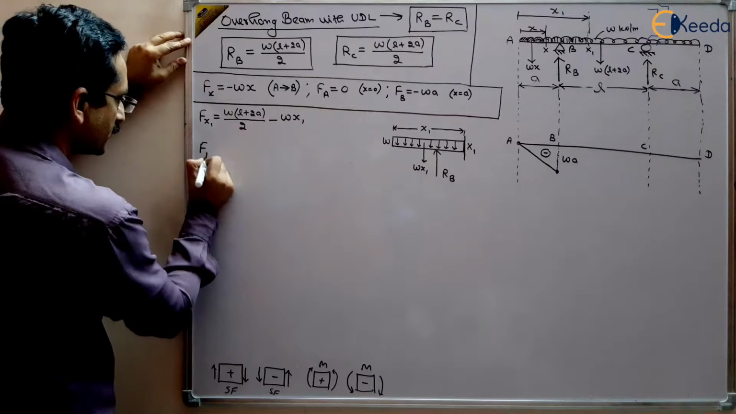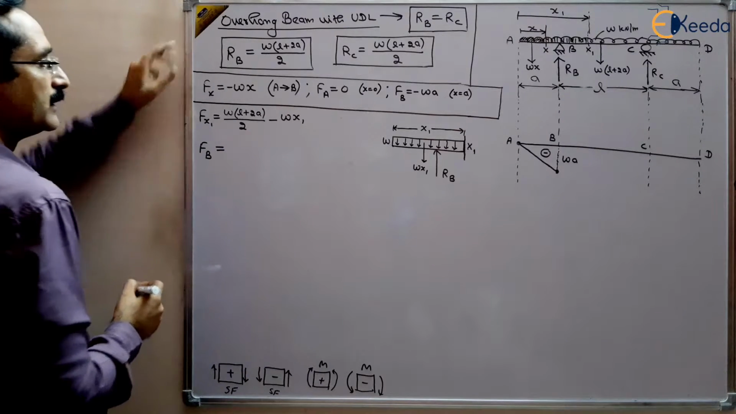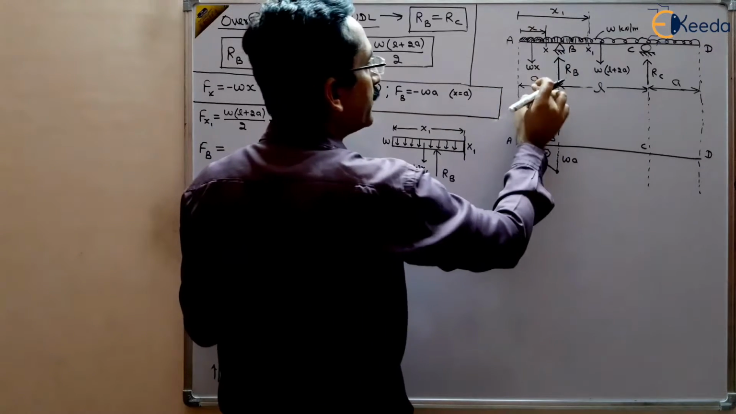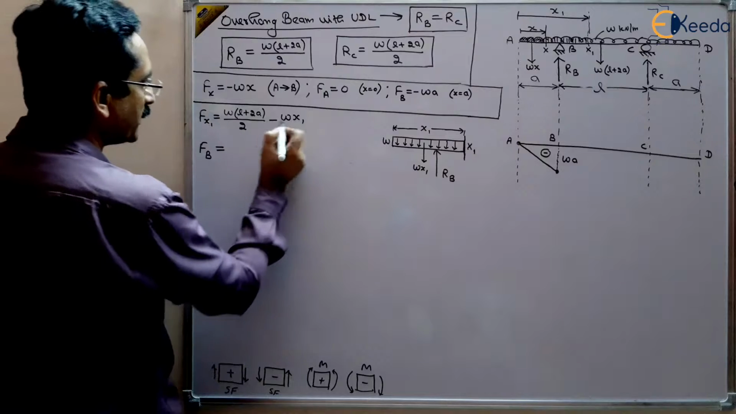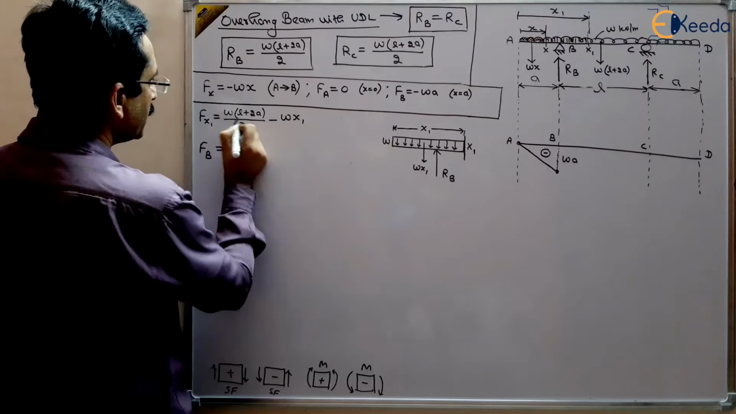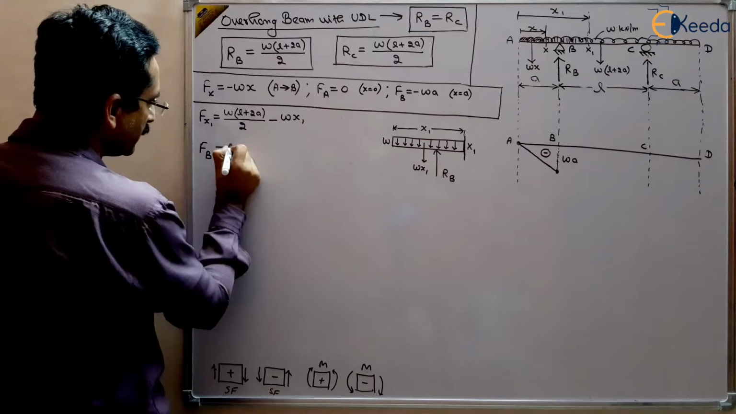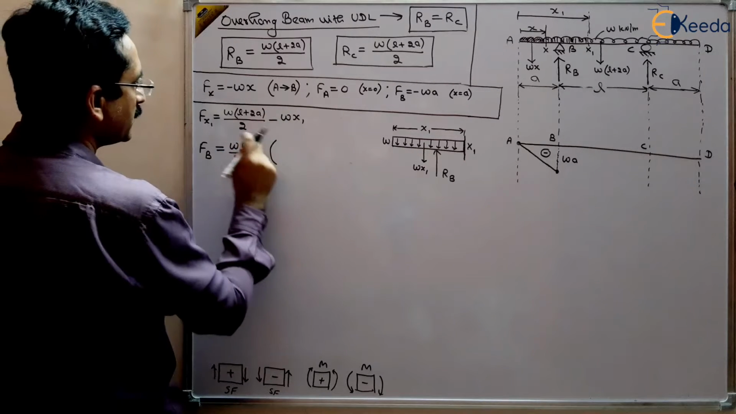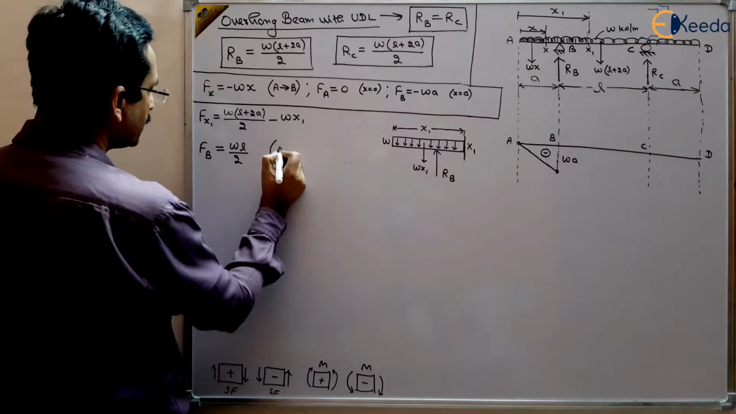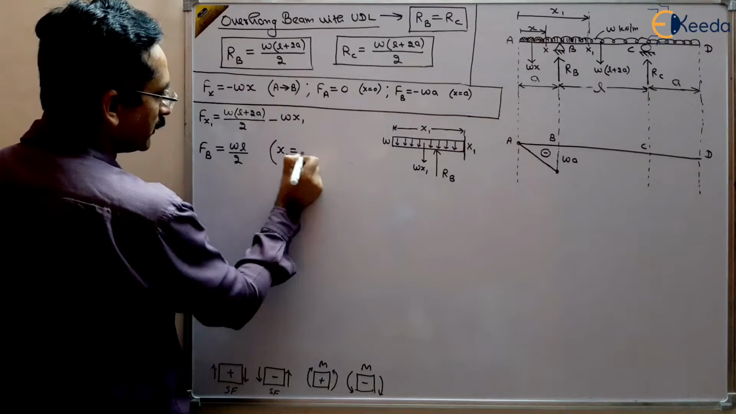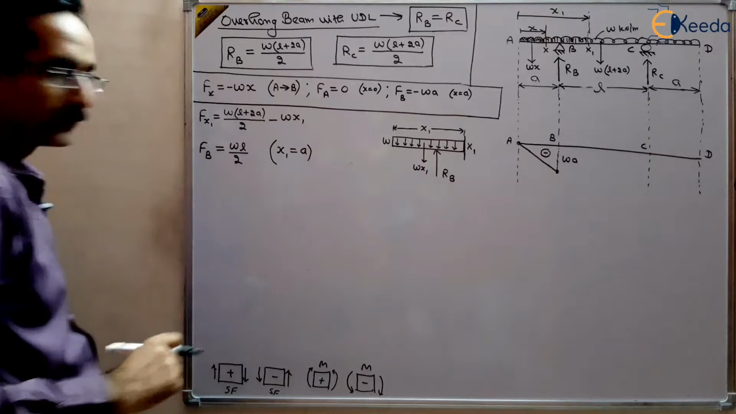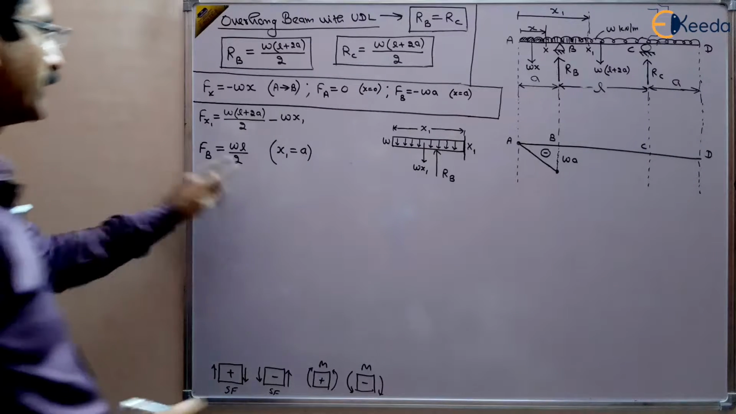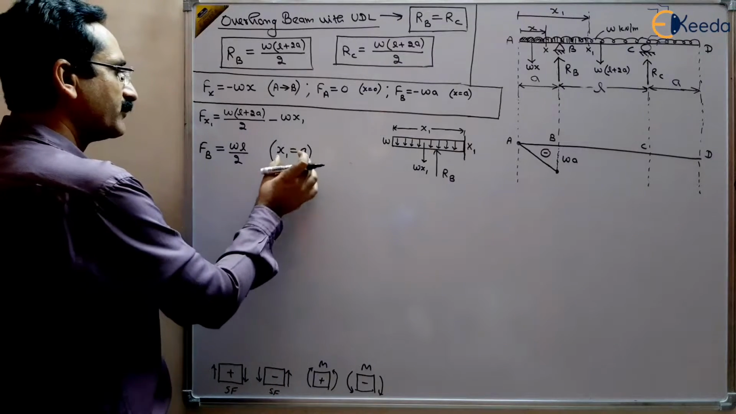FB. Shear force FB. At shear force FB, x1 will become A. So put the value here, WL by 2, because when you put the value in this equation, x1 will be equal to A at point B, right? So the value will be WL by 2. This is our FB when x1 becomes A.